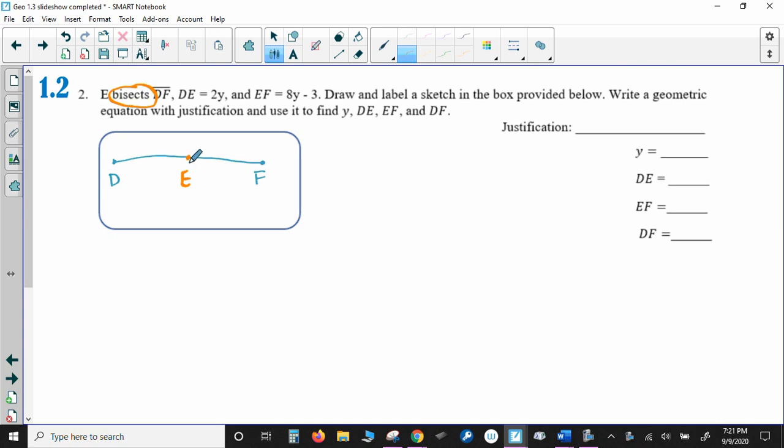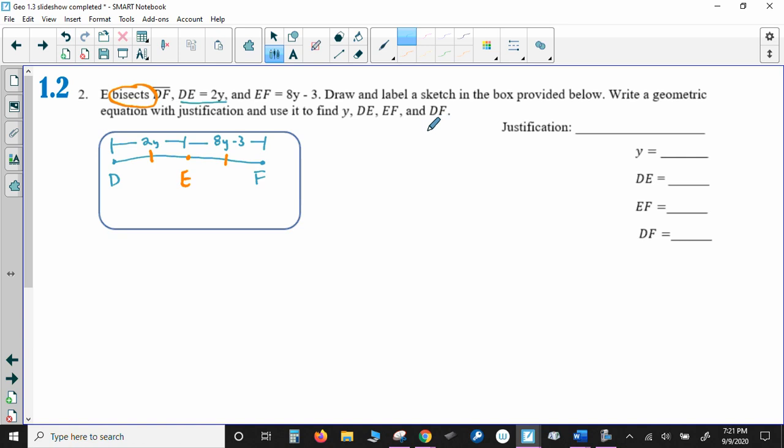And when I bisect something, I create two congruent smaller segments. So DE is congruent to EF. Up here, it says that DE is 2y. So that represents this part right here. And it says that EF is 8y minus 3. So I'm going to label that over here. It says, draw and label a sketch in the box provided below. Write a geometric equation with justification and use it to find y, the length of DE, the length of EF, and the length of DF.